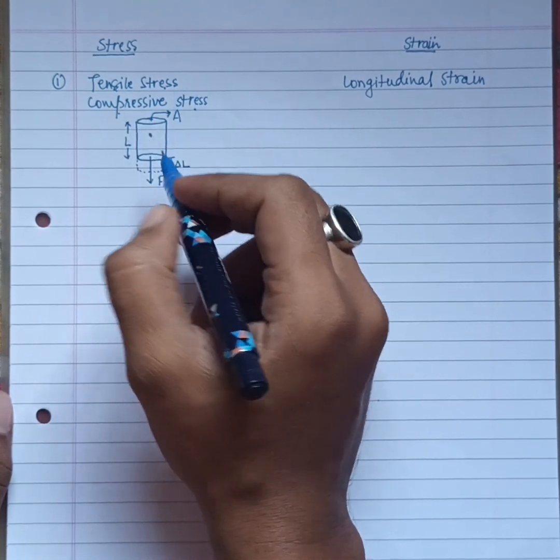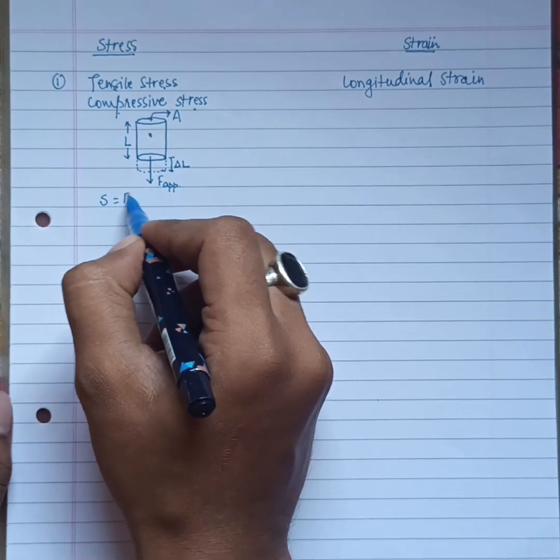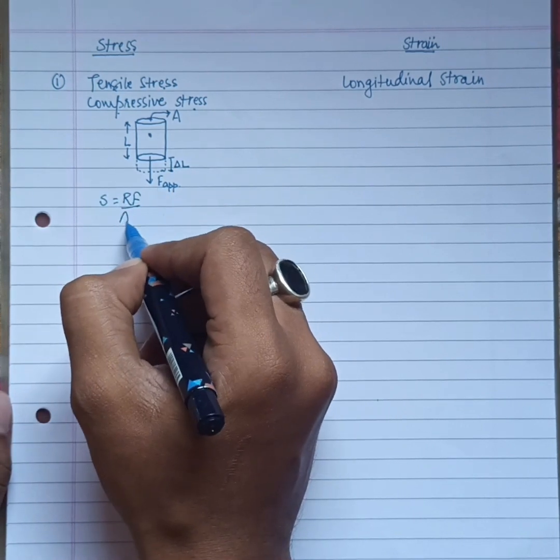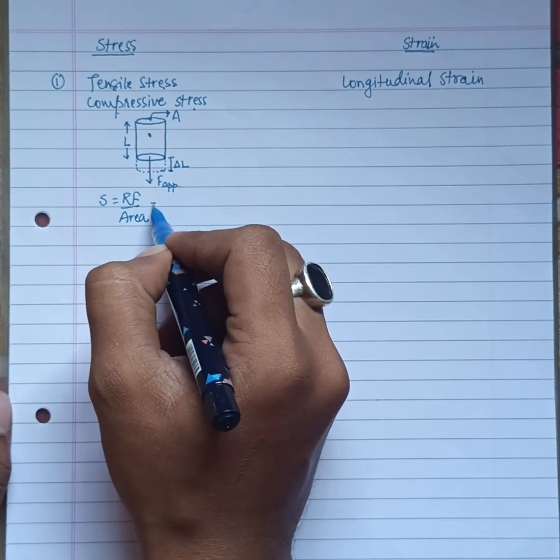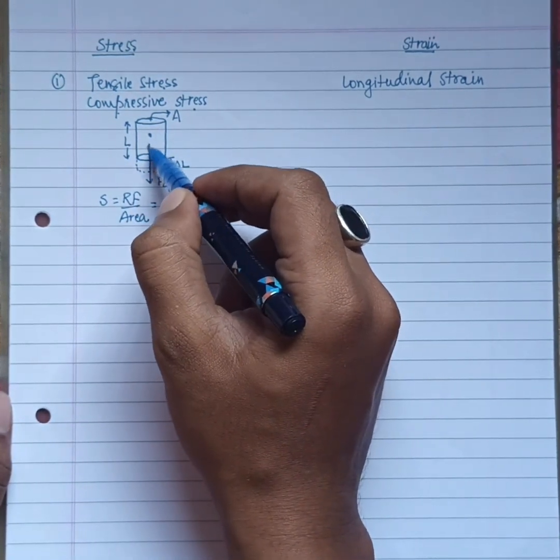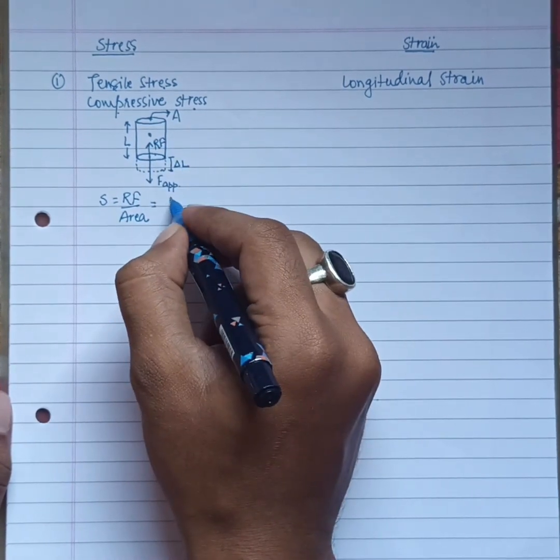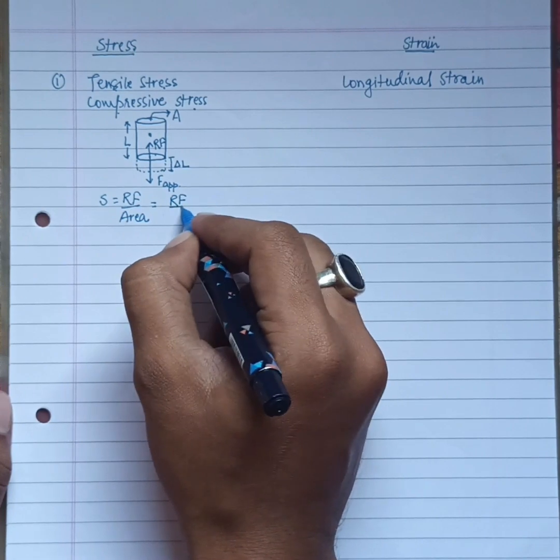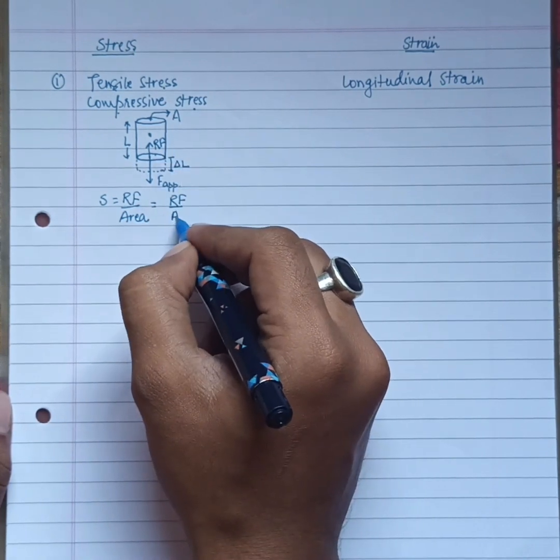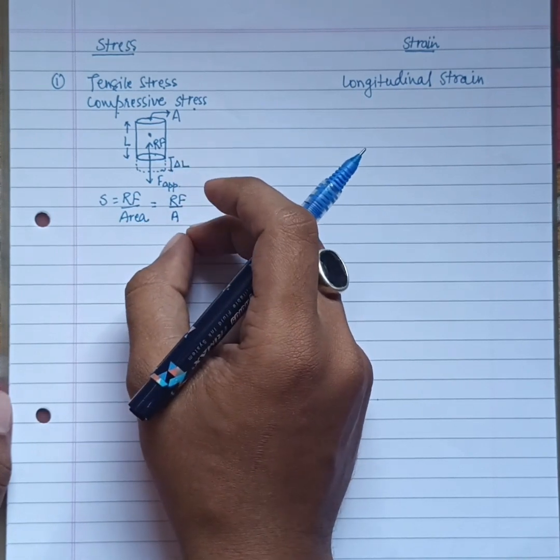Now the formula of stress we have studied: stress is equal to restoring force per unit area. Due to this applied force, there will be a restoring force acting inside the body, so stress will be equal to restoring force upon the area of cross section. We have considered it as A. This is tensile stress or compressive stress.